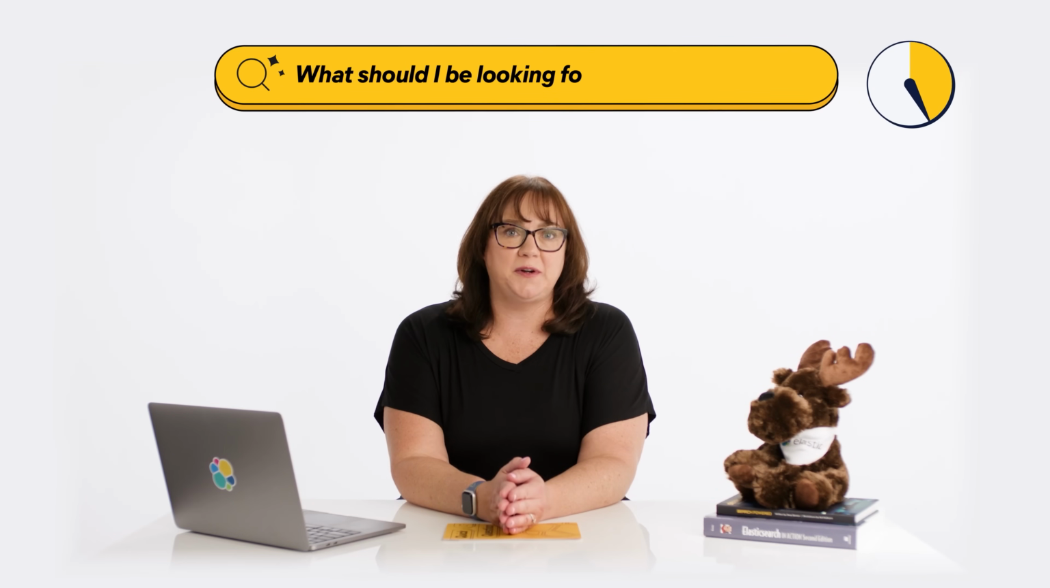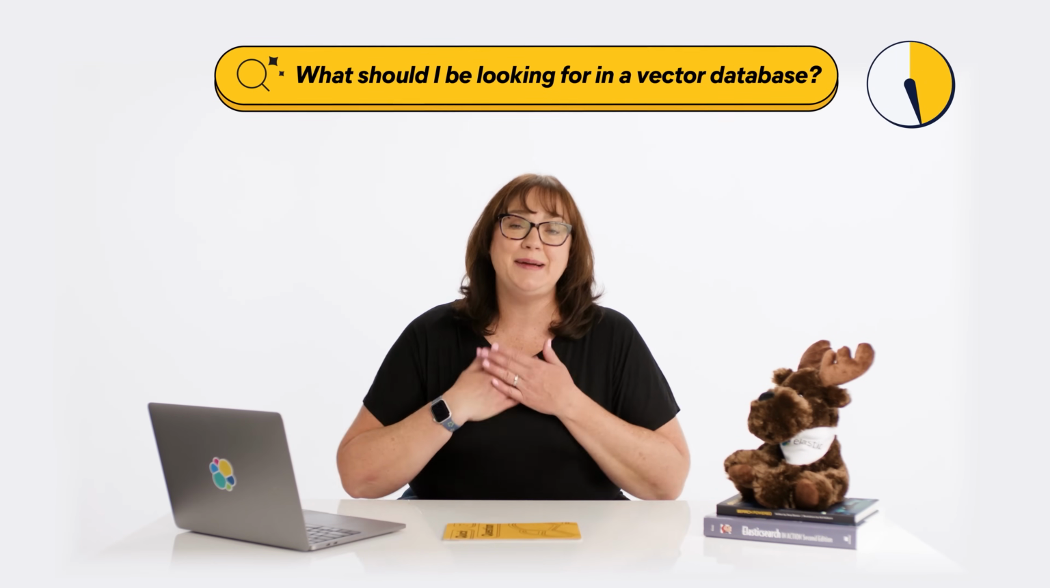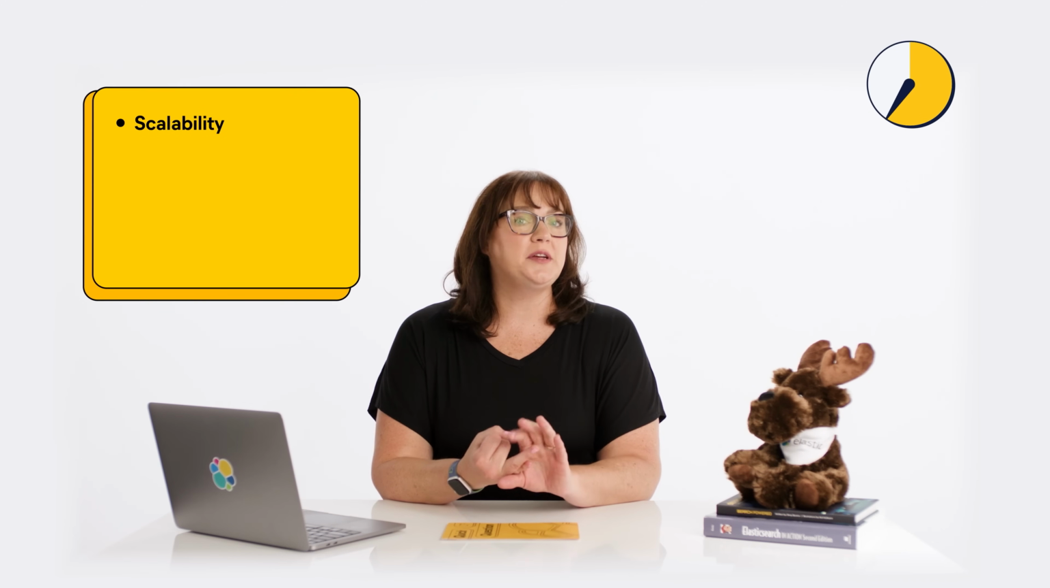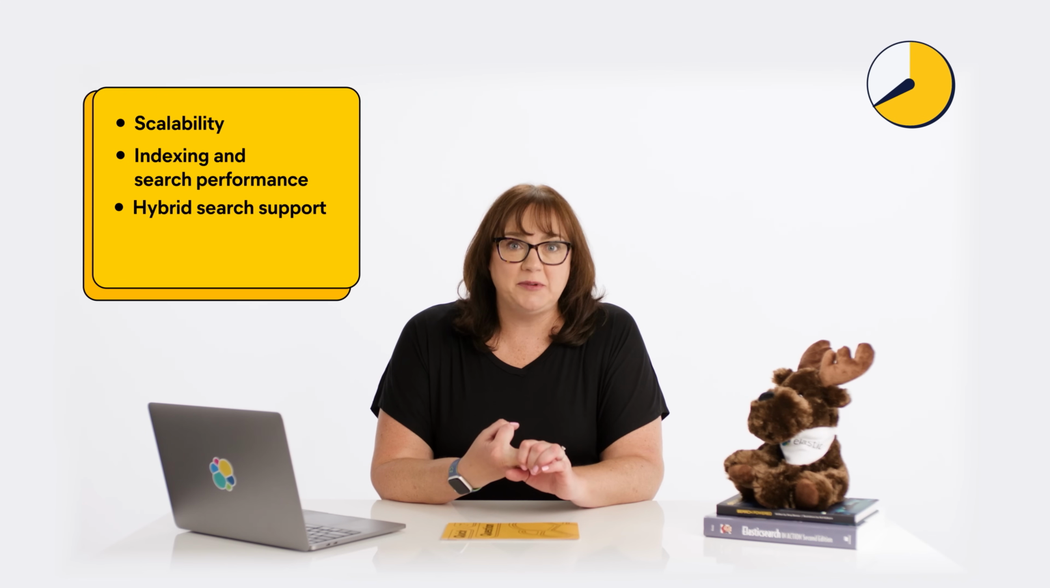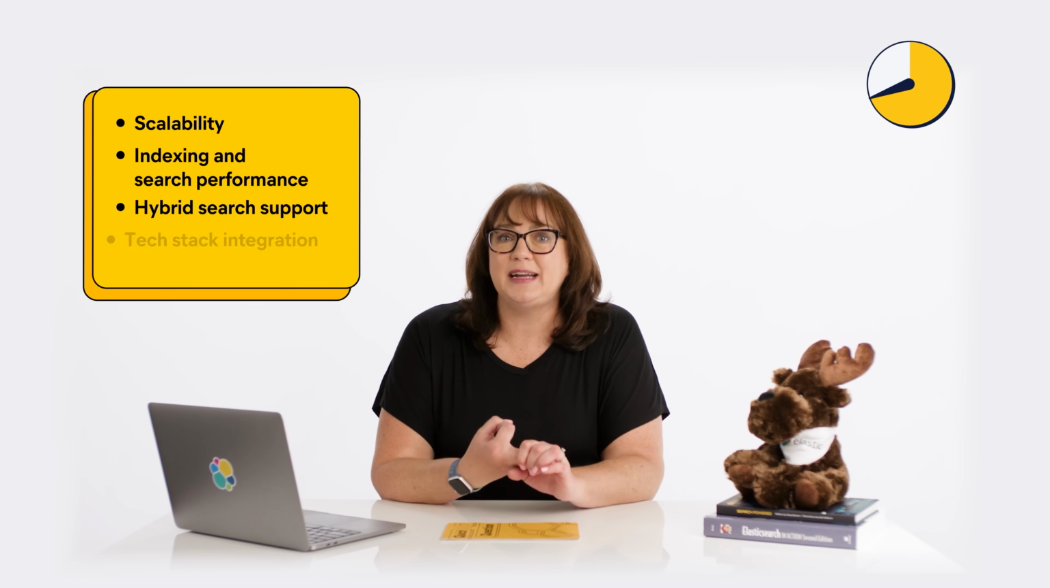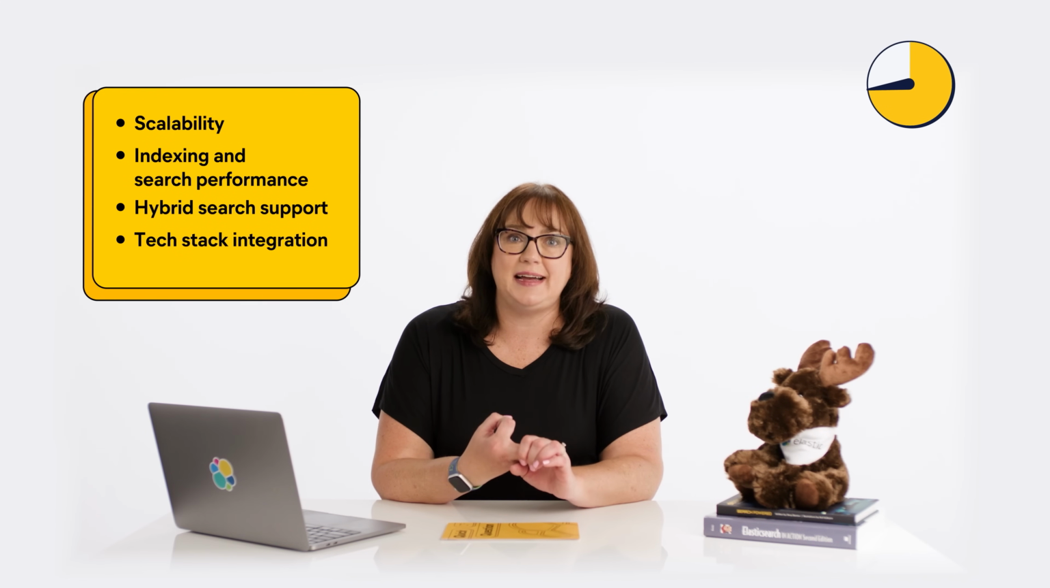What should I be looking for in a vector database? Well, I'm biased, but Elasticsearch is the best vector database. When you're looking for a vector database, you want to look at scalability. You want to look at both indexing and search performance. How well does it support hybrid search? And how easy is it to set up and integrate with your existing tech stack?